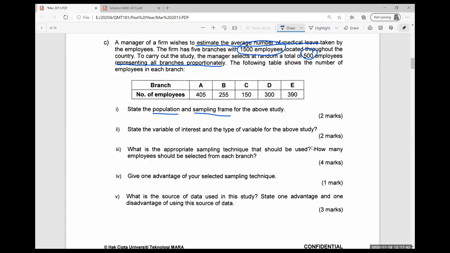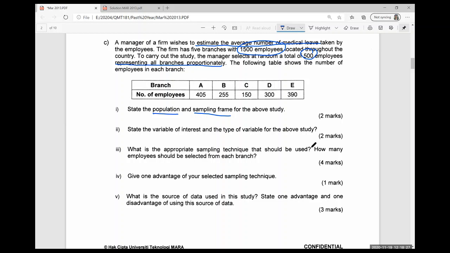Again, the population will be who do you want to study in this situation. So basically, this is a study by a manager in his firm, and the total number of employees across the country is 15,000 employees, right? So that means the population will be all the 15,000 employees of the firm. You can just say that, or you can be more specific: all the 15,000 employees of a firm located in 5 branches. So that will be the population.